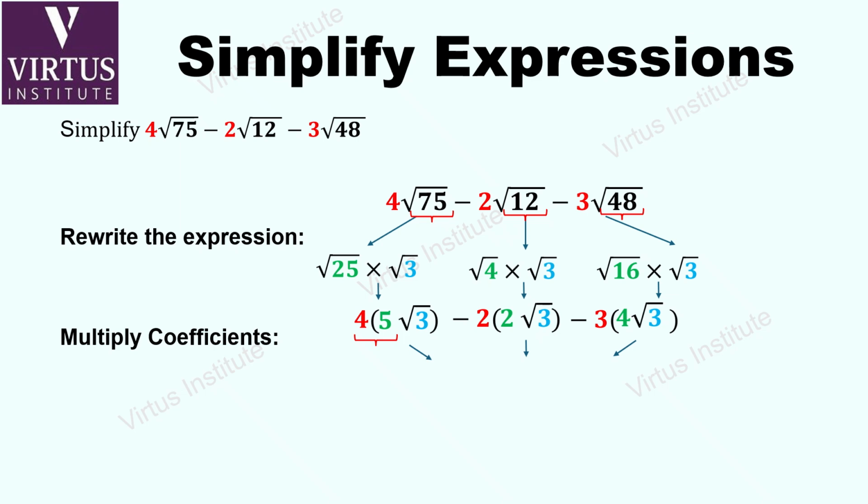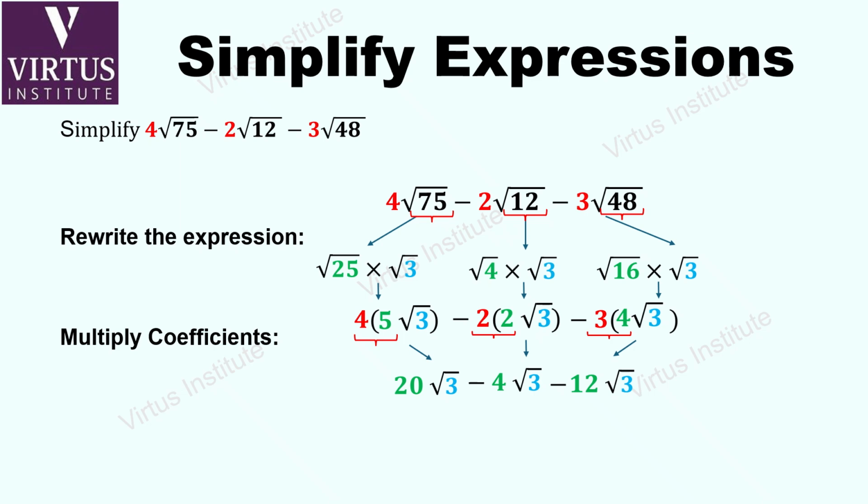4 multiplied by 5 root 3 is 20 root 3, minus 2 multiplied by 2 root 3 is minus 4 root 3. The final term, minus 3 multiplied by 4 root 3, becomes minus 12 root 3.